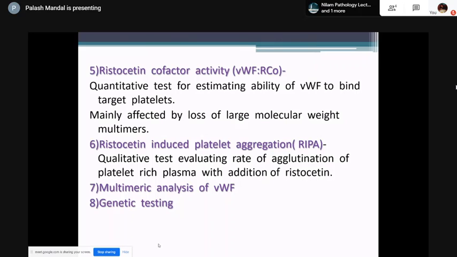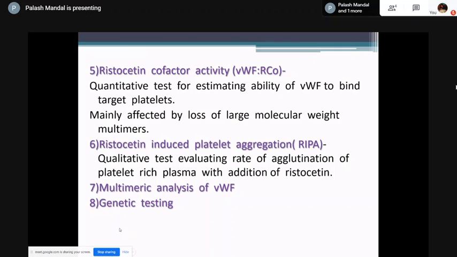Then there is ristocetin cofactor activity, which is a quantitative test for estimating the ability of von Willebrand factor to bind the target platelet. This cofactor activity is important because it shows the ability of VWF to bind the target platelets, and it is mainly affected by loss of large molecular weight multimers. If the large molecular weight multimers are absent, this cofactor activity becomes low.